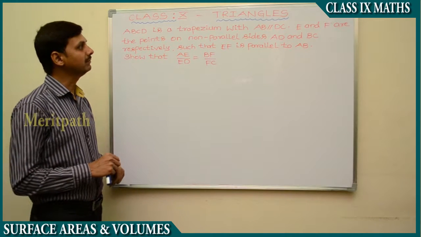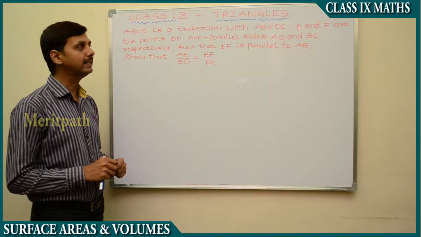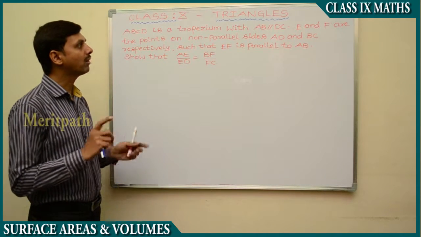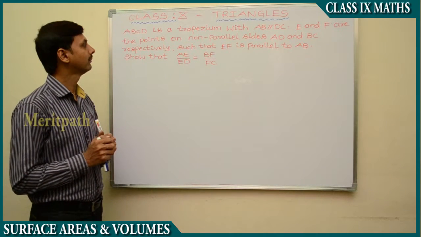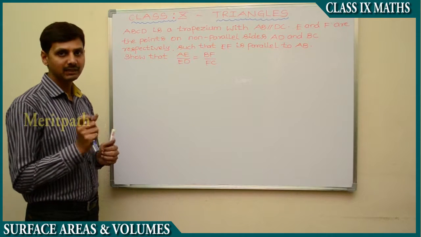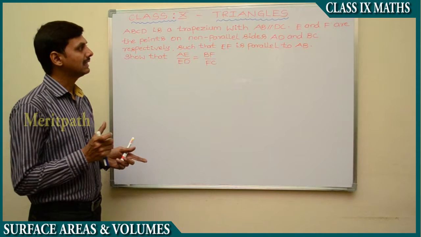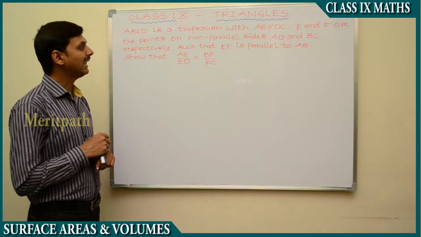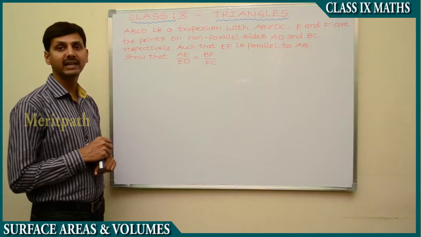ABCD is a trapezium with AB parallel to CD. E and F are the points on the non-parallel sides AD and BC respectively, such that EF is parallel to AB. Show that AE by ED is equal to BF by FC.